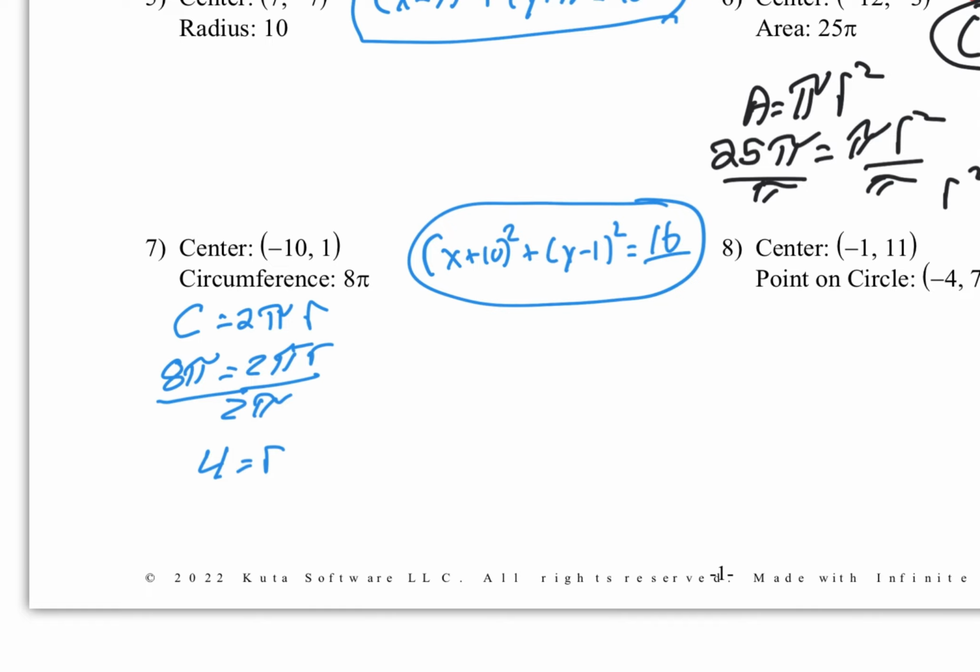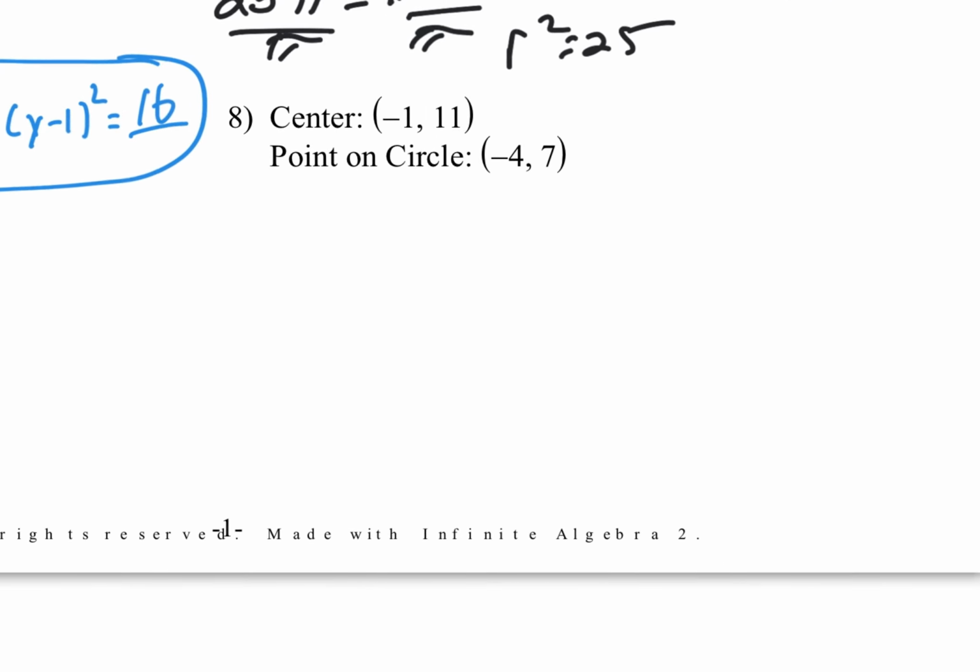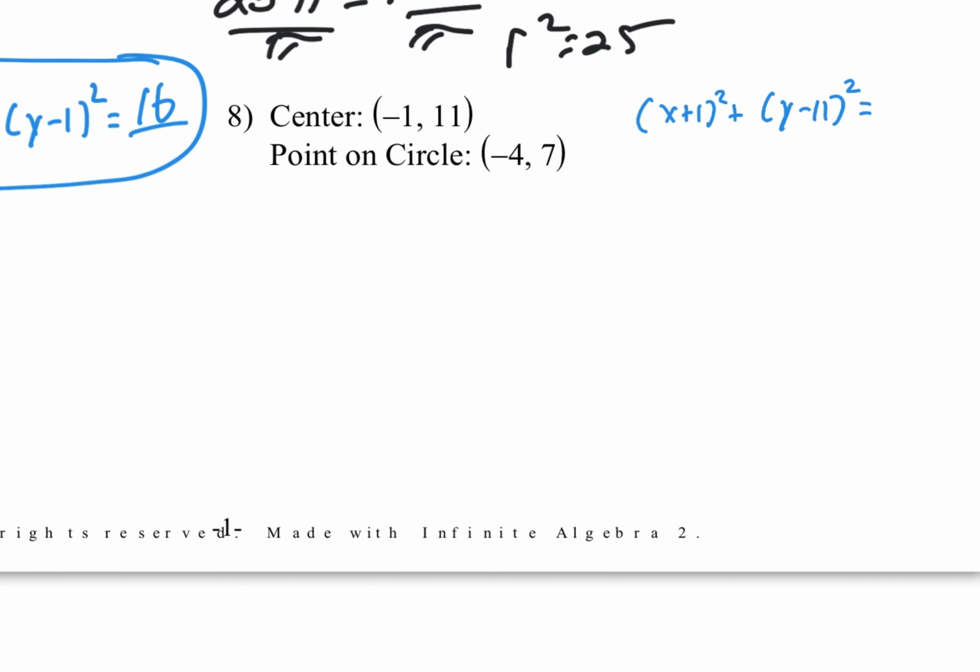Number 8, they give us the center, -1, 11. Okay, that's easy enough to write. x plus 1 squared plus y minus 11 squared. We still need our r value. r is the radius, but now they give us 2 points, so we have to find the distance between the 2 points. So the distance, which is going to give us our radius, is the square root of your change in x squared plus your change in y squared.